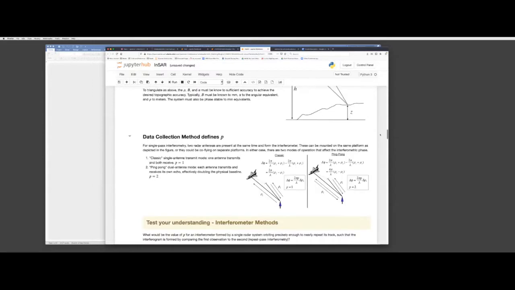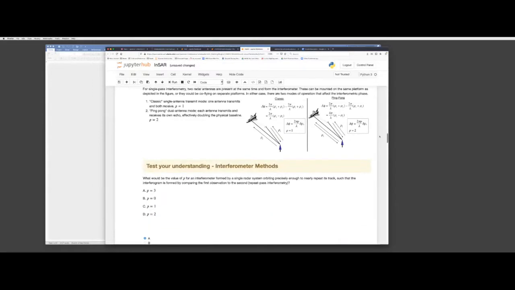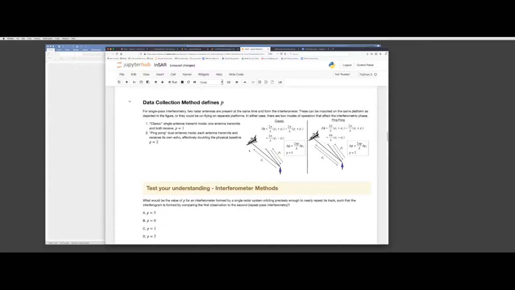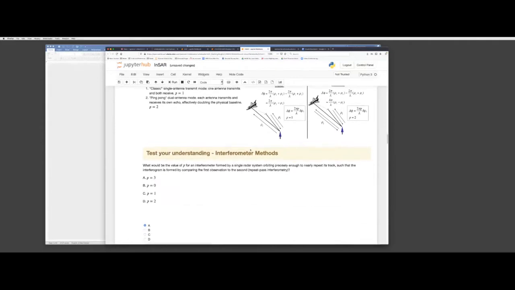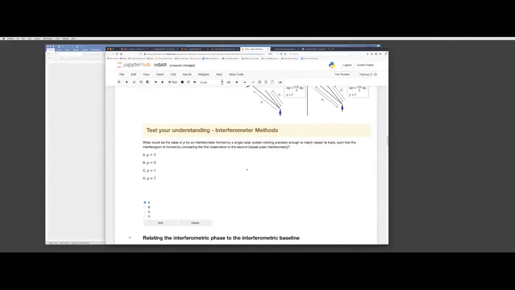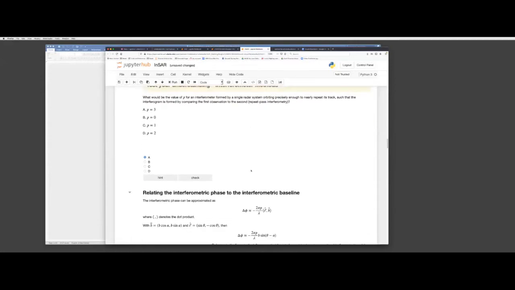So for the purpose of our class, we are mostly focused on repeat pass interferometry. And I'm going to let you do this exercise to figure out whether P is 1 or 2 for a repeat pass interferometer.